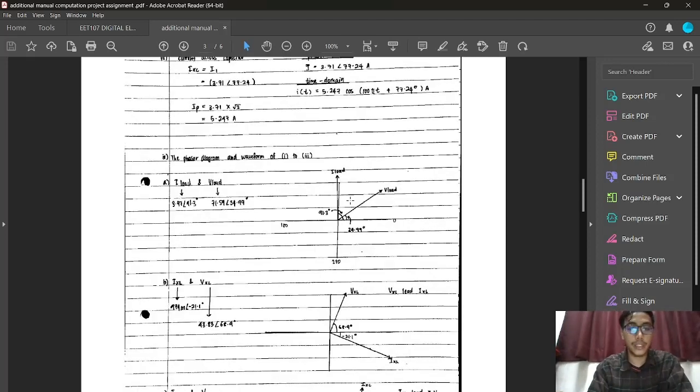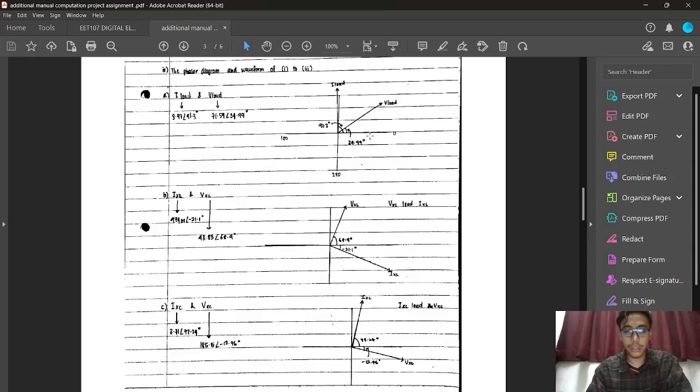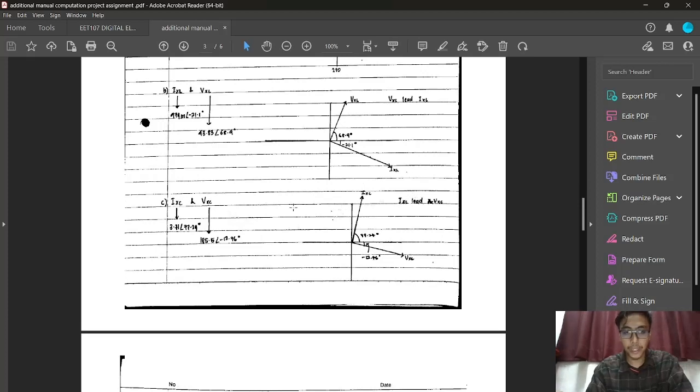The next question is to draw the phasor diagram for the three questions above. The first phasor diagram is I load against V load. From this, we can say that I load leads V load. The next phasor diagram is current across the inductor against voltage across the inductor. From it, I can say that the voltage across the inductor leads the current across the inductor. For the capacitor, from the phasor diagram, the current across the capacitor leads the voltage across the capacitor.